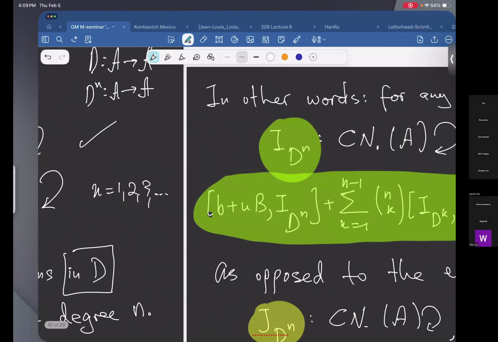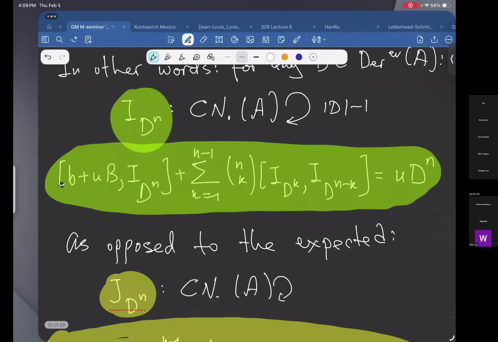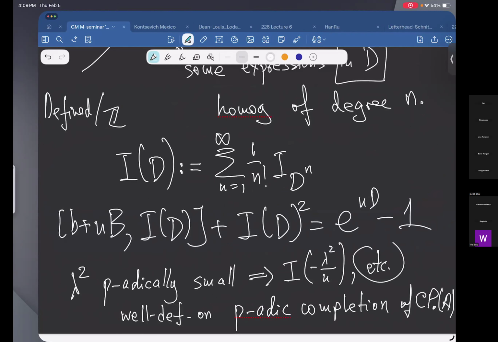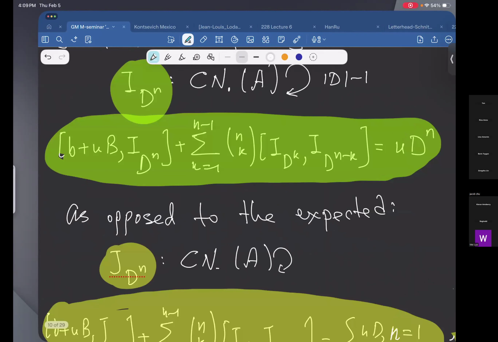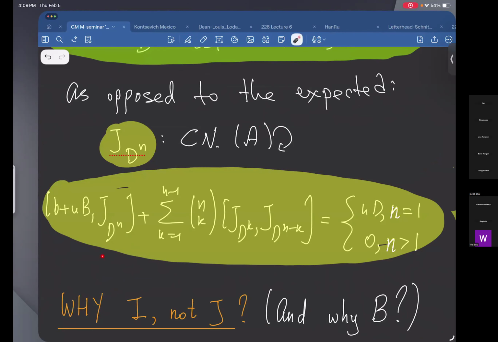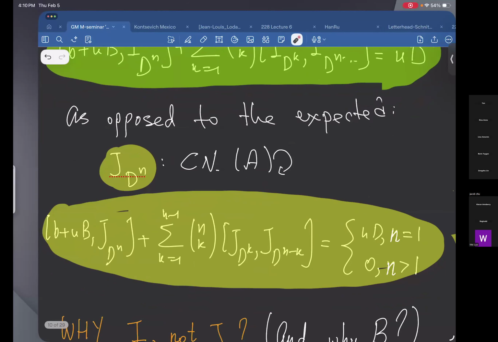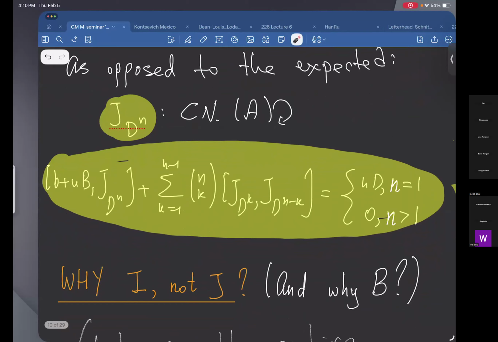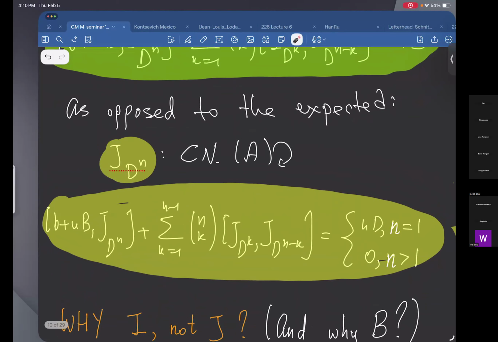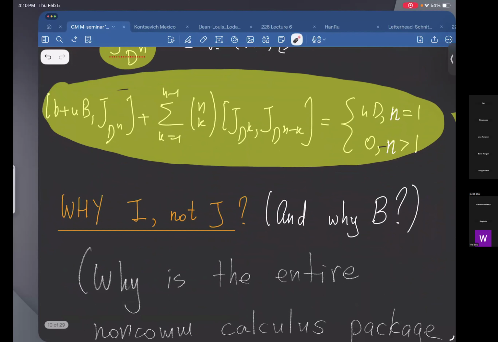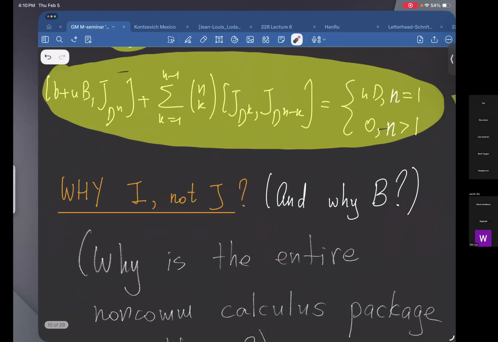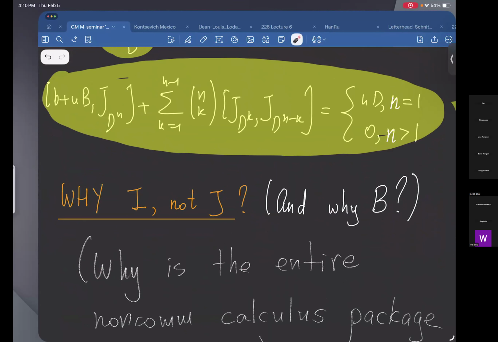Unfortunately, what I would need is not this green expression, but this yellow relation. That's not what comes naturally, but one can be expressed through the other. And maybe before doing that, let me quickly say why the green and not the yellow, and also why the capital B.